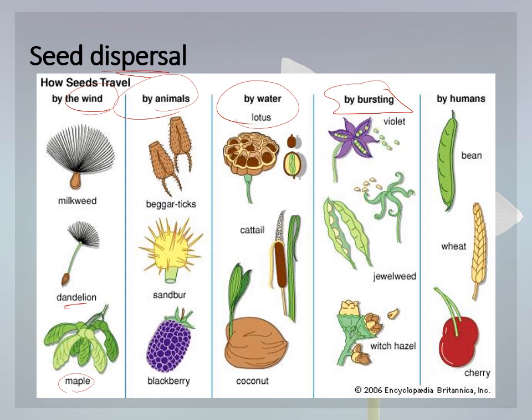So when we humans walk past violets or touch-me-nots, they'll just explode and then move around that way. And then of course, we humans have developed lots of crop plants and we will disperse the seeds ourselves.